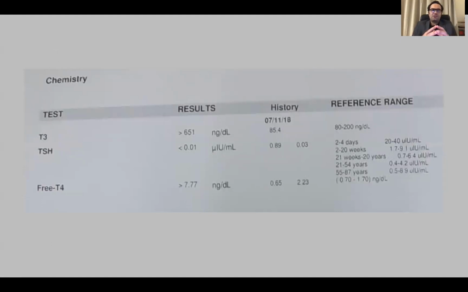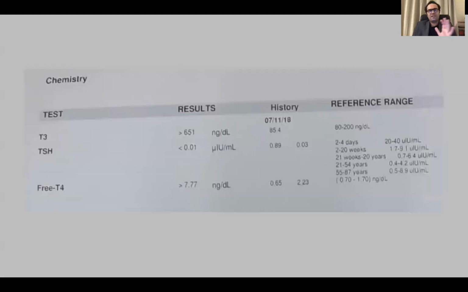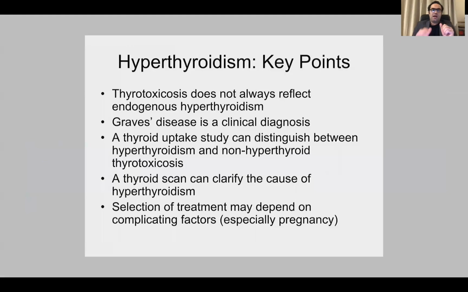Now, this patient has markedly severe thyrotoxicosis, and it is likely due to Graves' disease. There is increased synthesis, so we will call it Graves' thyrotoxicosis or Graves' disease. And now we can confidently call it a hyperthyroidism case. So the key point is that thyrotoxicosis does not always reflect endogenous hyperthyroidism.